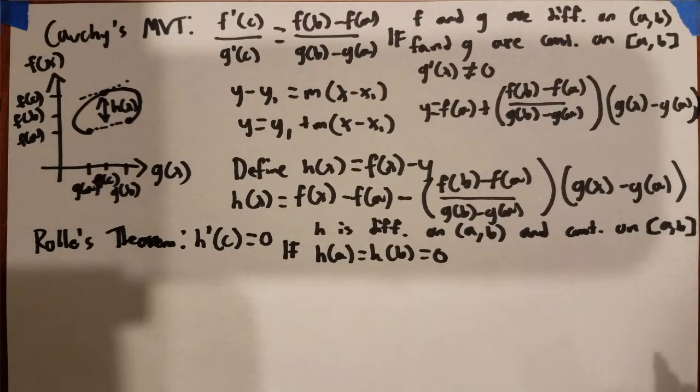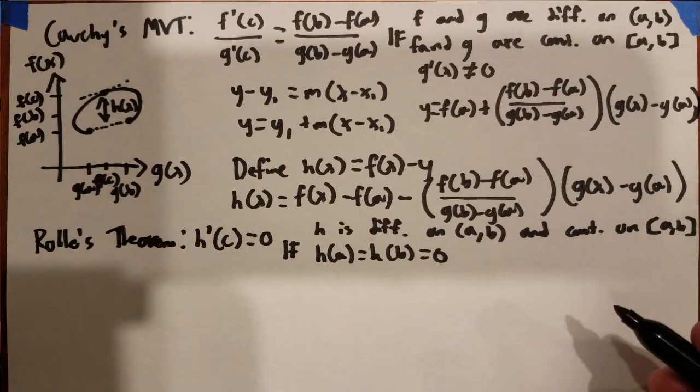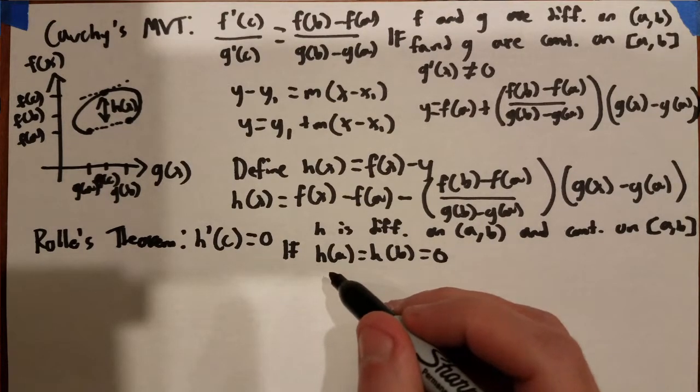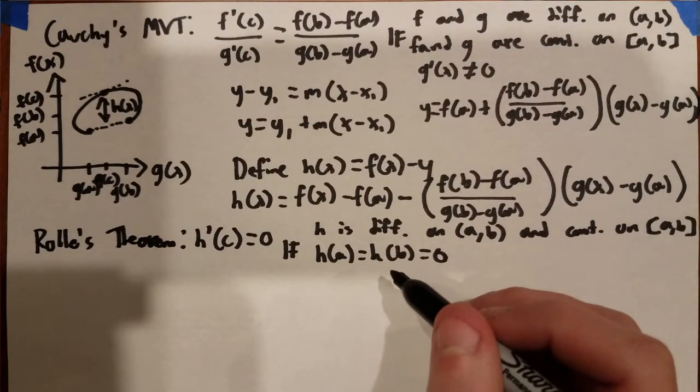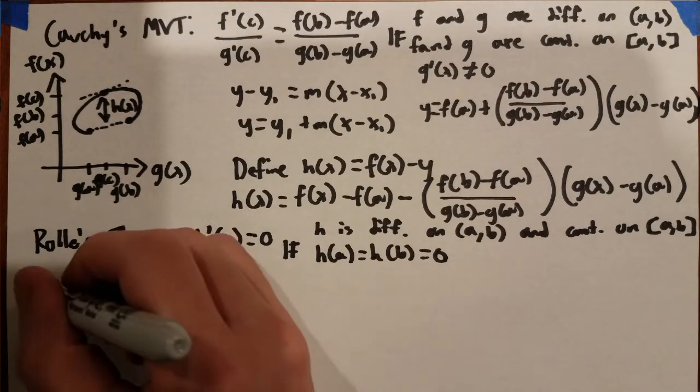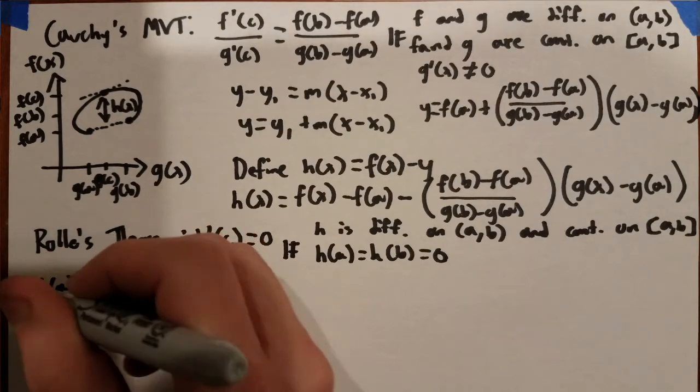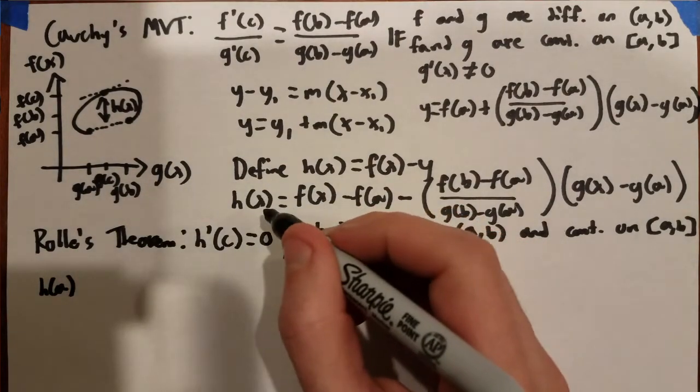So we know that h is going to be differentiable on our interval because it's just the difference of two differentiable functions. But we still have to check our endpoints, h of a and h of b, in order to make sure that we can use Rolle's theorem. So let's check h of a first.